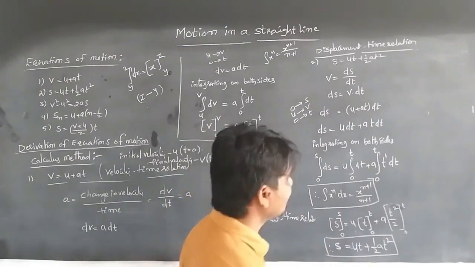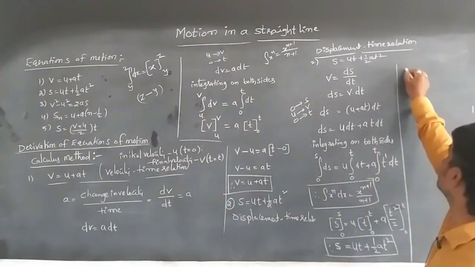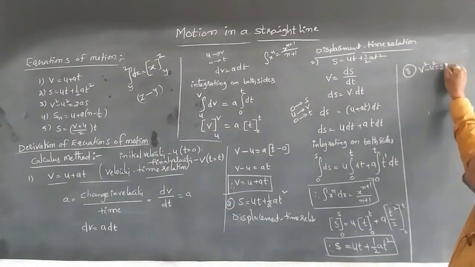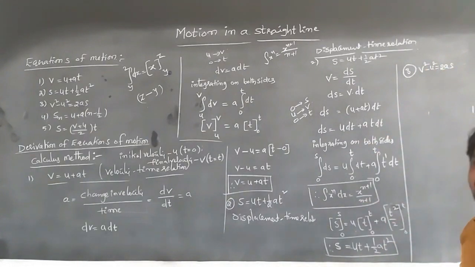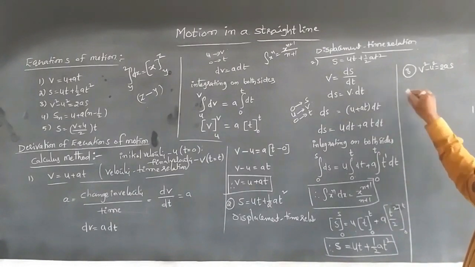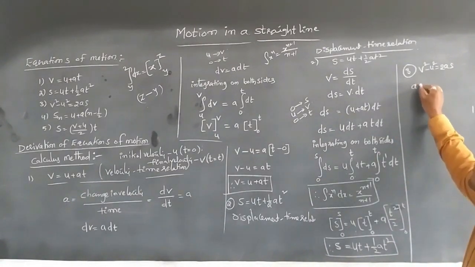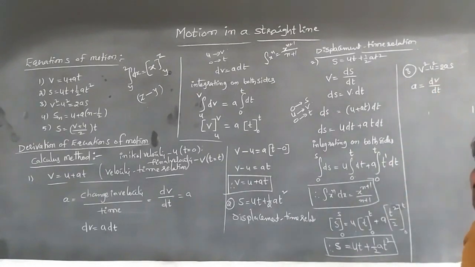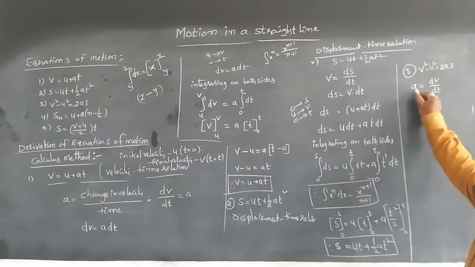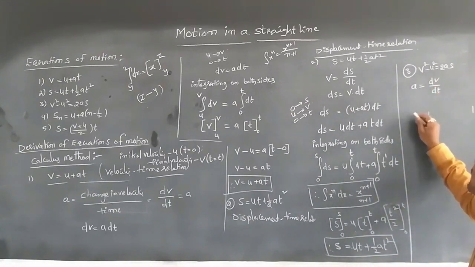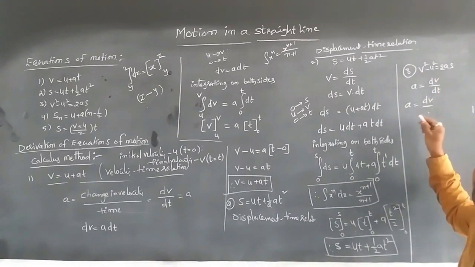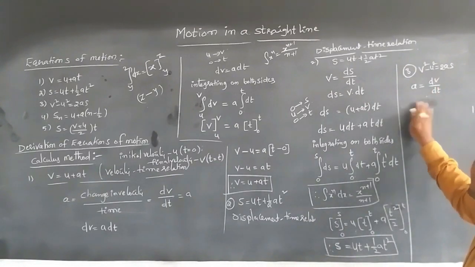This is the relation by using the calculus method. The third one is v square minus u square is equal to 2as. We know the formula of acceleration, a is equal to dv by dt, the rate of change of velocity. So I am writing that a is equal to dv by dt, multiplying and dividing with ds.